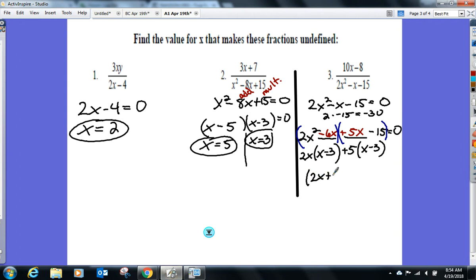2x plus 5 is in one parenthesis, and in the other one, x minus 3. Remember, we have to solve here, so it's still equal to 0, because remember, you get values of x out. Now you can draw your line down. X minus 3 equals 0. 2x plus 5 equals 0. Solve for x.